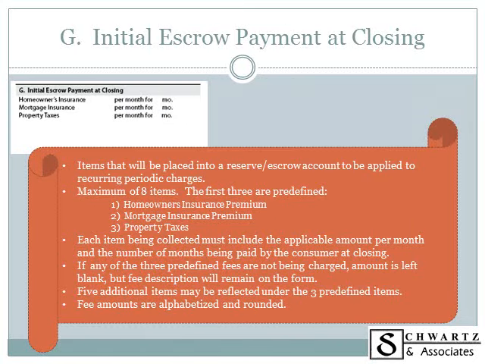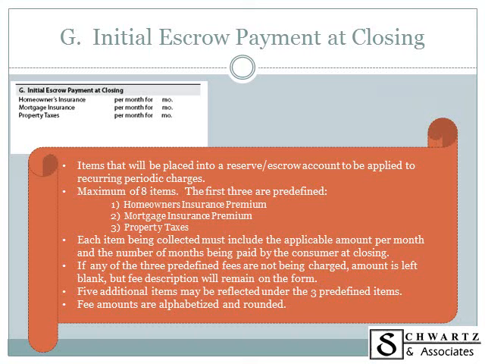Initial escrow payments at closing. This section is an itemization of each item that will be placed into a reserve or escrow account and will be applied to a recurring periodic charge. A maximum of 8 items is permitted, and the first 3 items are predefined as homeowners insurance premium, mortgage insurance premium, and property taxes. Again, fee amounts are rounded to the nearest whole dollar, with the sum of all figures reflected at the top of the section.